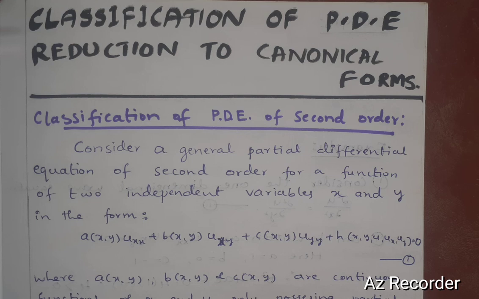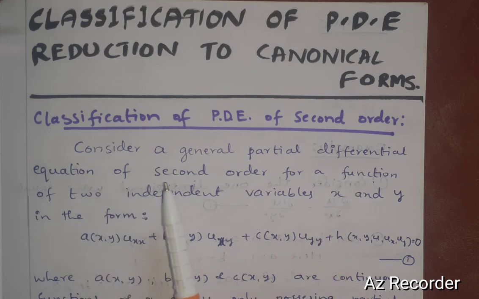Today we will discuss a topic from PDE, which is classification of partial differential equations and reduction to canonical forms. In one of the previous videos, I solved a case question in which they asked one question from PDE to reduce the given PDE to canonical form. So today I will discuss how to reduce a given PDE to canonical forms. Before that, we will see what the classification of second order PDE is.